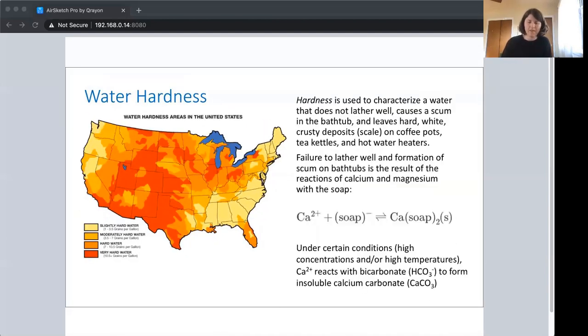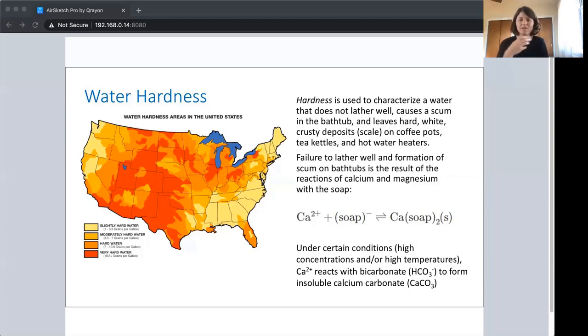The hardness that you are all probably familiar with is what you experience on your coffee pots, tea kettles, hot water heaters, and in the bathtub, that scale that develops. Often the soap itself doesn't lather well, and that has to do with the calcium or magnesium in your hard water reacting with the soap in a way that the soap is no longer able to do its job and interact with dirt as it's supposed to.